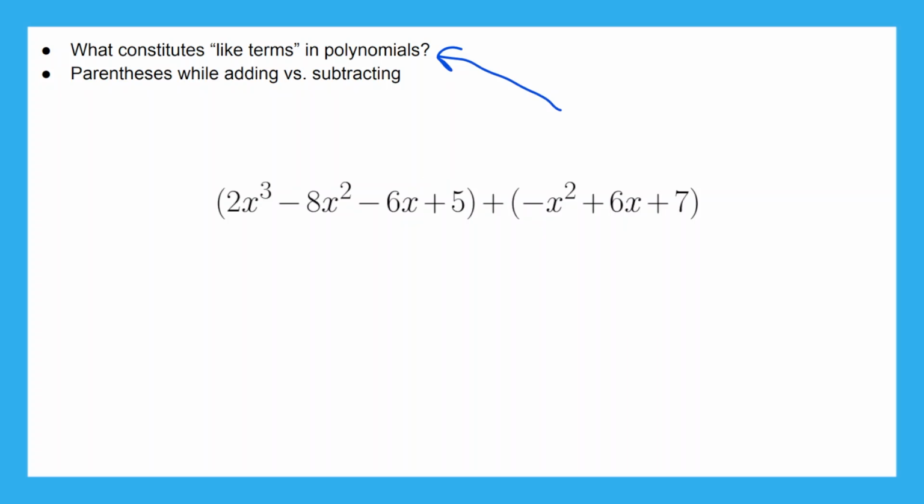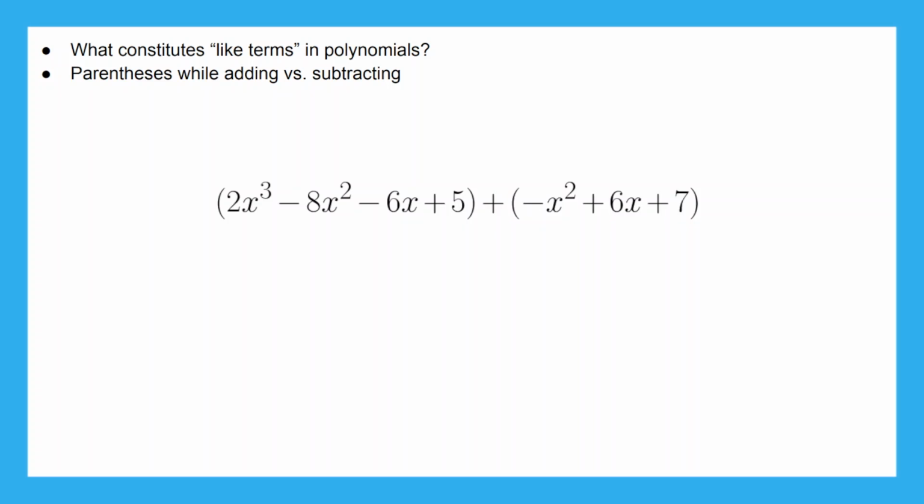And what about 5 and 7? Well, you could think of 5 and 7 in the following way. 5 could be rewritten as 5 times x to the power of 0, even though you don't need to write x to the 0. I'm just going to write it now to explain something. And then 7 could be rewritten as 7 times x to the power of 0. Now you can see that these actually do have the same variable and the same exponent, right? X is the variable and the exponent is 0. So the 5 and the 7 can be combined because they are like terms.